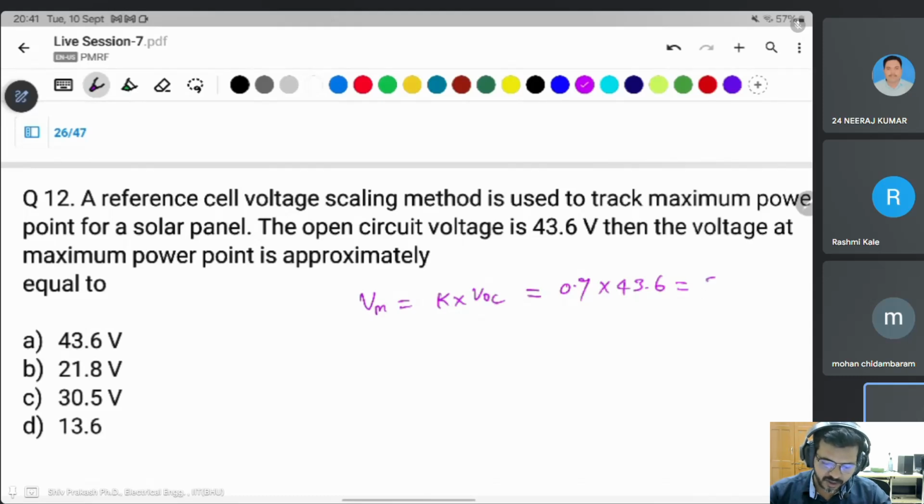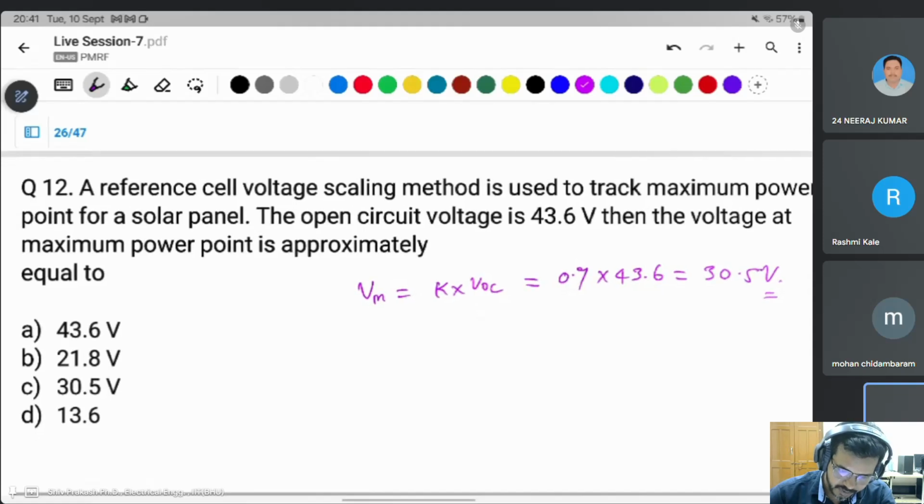I think 30 point something. K is normally 0.7 at the maximum power point. You can take it from the data sheet, and it will be approximately this one. You can't say that this is exact for all panels, but it will be approximately 0.7 times the VOC. That's why.